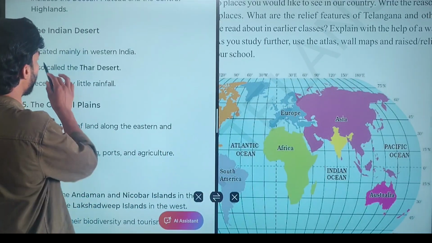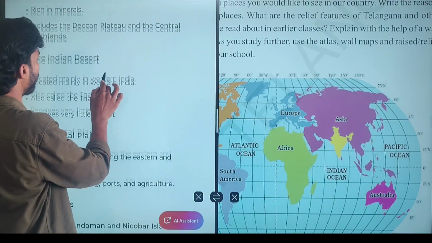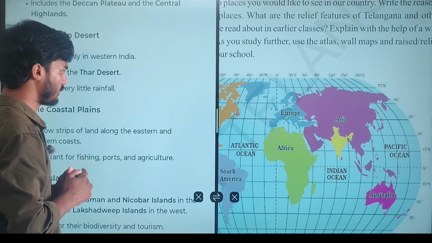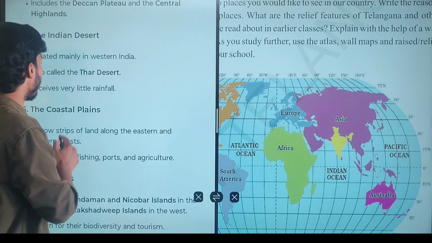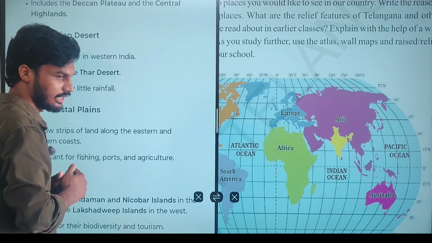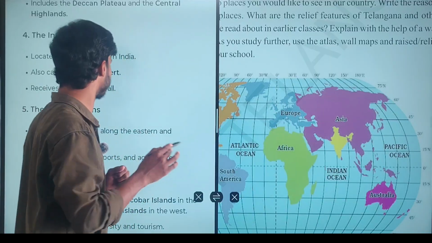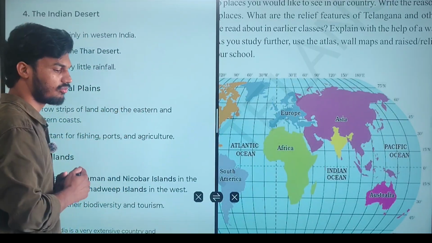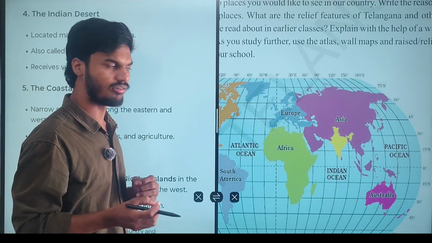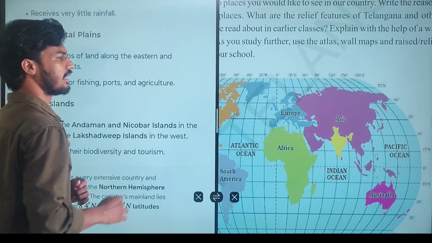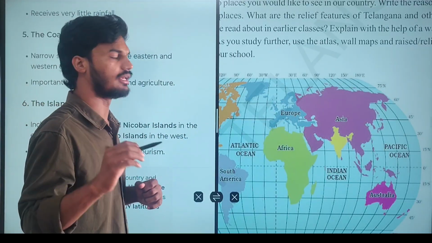It is located mainly in western India, the western side near the Rajasthan area, and it is also called a desert. The name of the desert is the Thar Desert, and it receives very little rainfall. For that reason, the appearance of vegetation is very little.